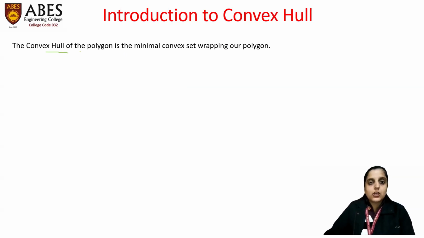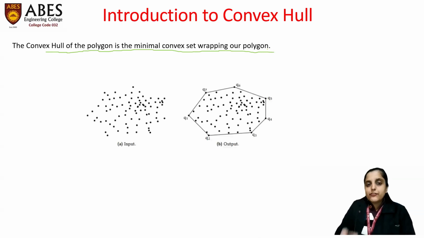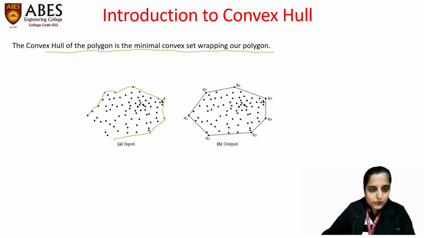The convex hull of the polygon is the minimal convex set wrapping our polygon. It means, for example, if this is our input, and in our input we have so many dots, so many points given in our plane, we have to find the boundary that will cover all the points. There should not be any point left out, all the points should be covered. The main thing is you have to find the boundary, the wrapper for your points.